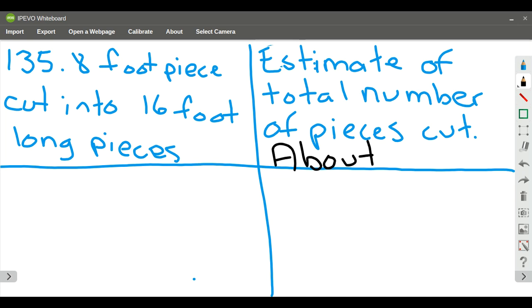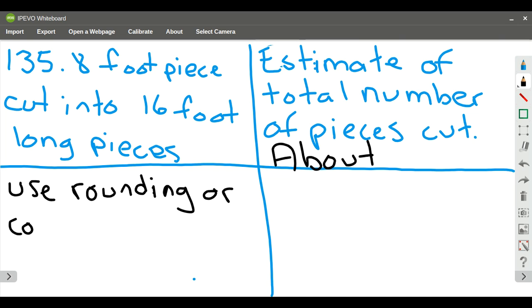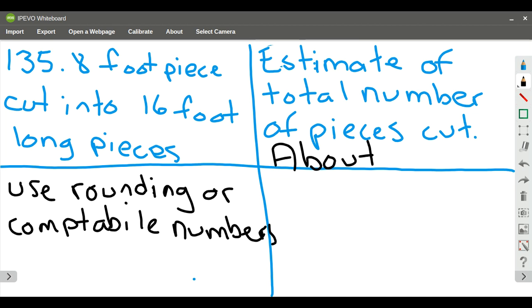If we take a look at our plan to solve it, we are going to use rounding or compatible numbers, and maybe both. Maybe we'll look at both strategies and how they look. We're going to use rounding or compatible numbers first, and then we're going to divide. We'd like to find values that get us to our patterns of 10 because we worked on that yesterday.